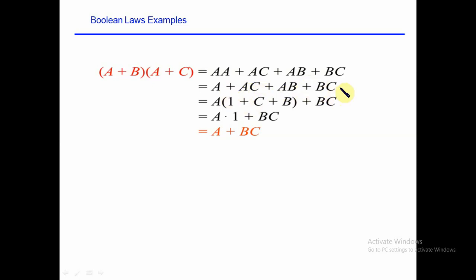After that, in the second equation, a is the common term in the three variables. Hence we take a outside. That is a, and the remaining terms are 1, c, plus b, plus bc. Here we are using the identity law, that is the one term. Hence a plus bc. This is our final answer. This is the equation and we reduced that equation.